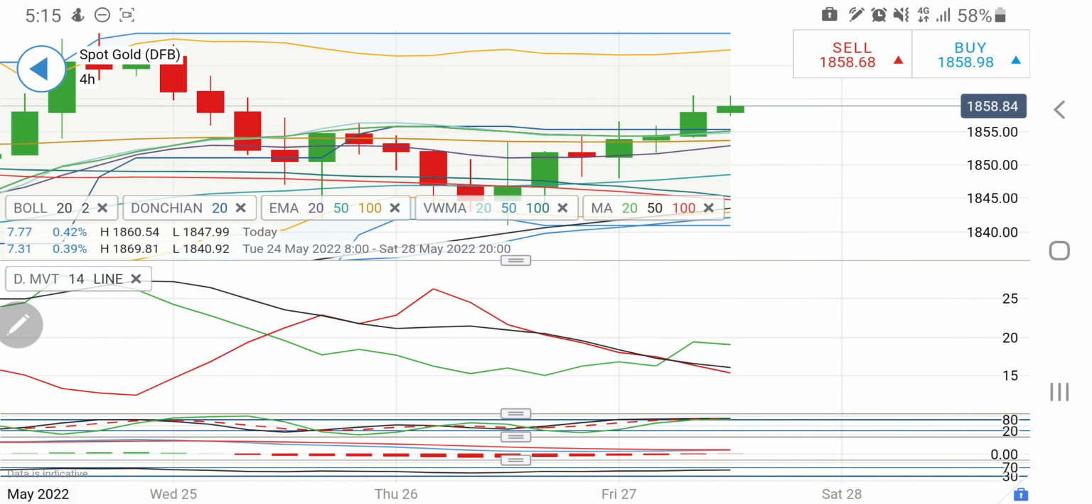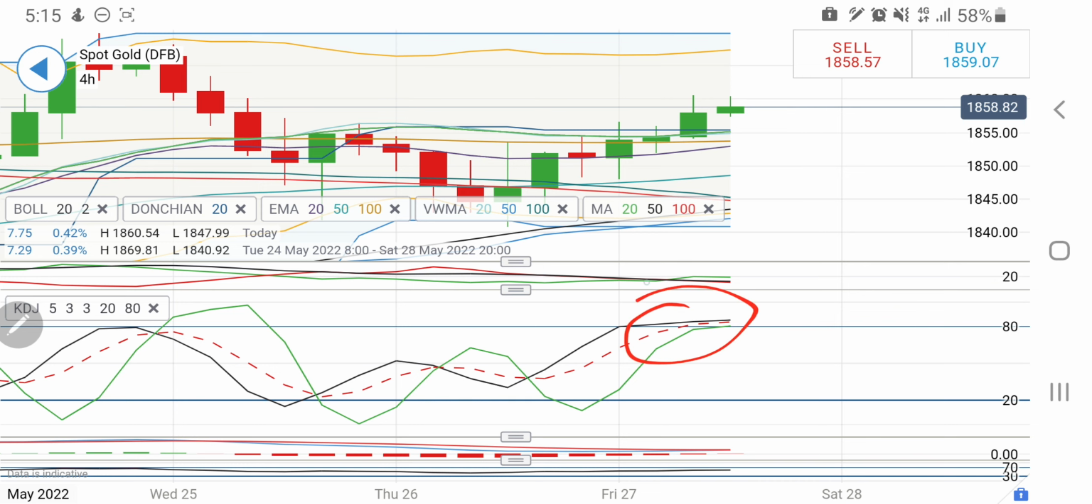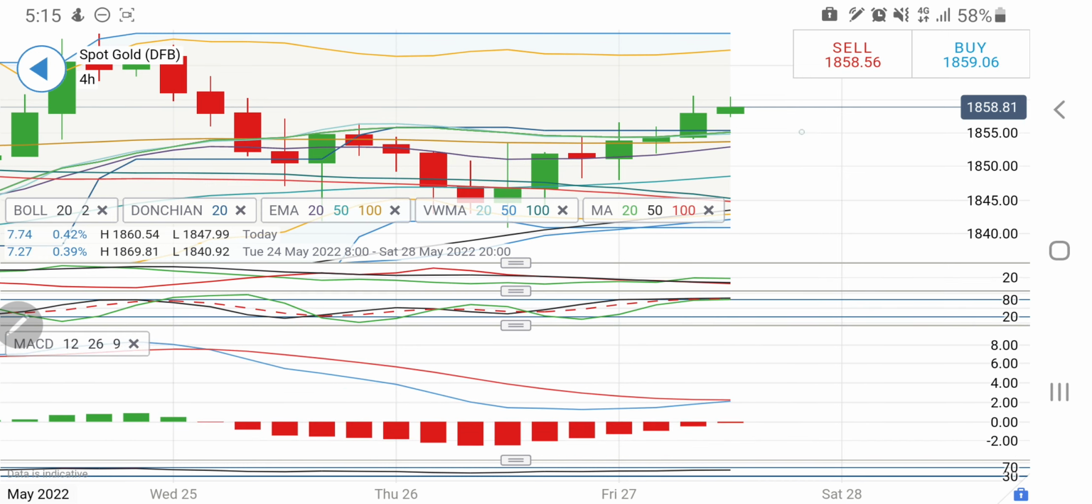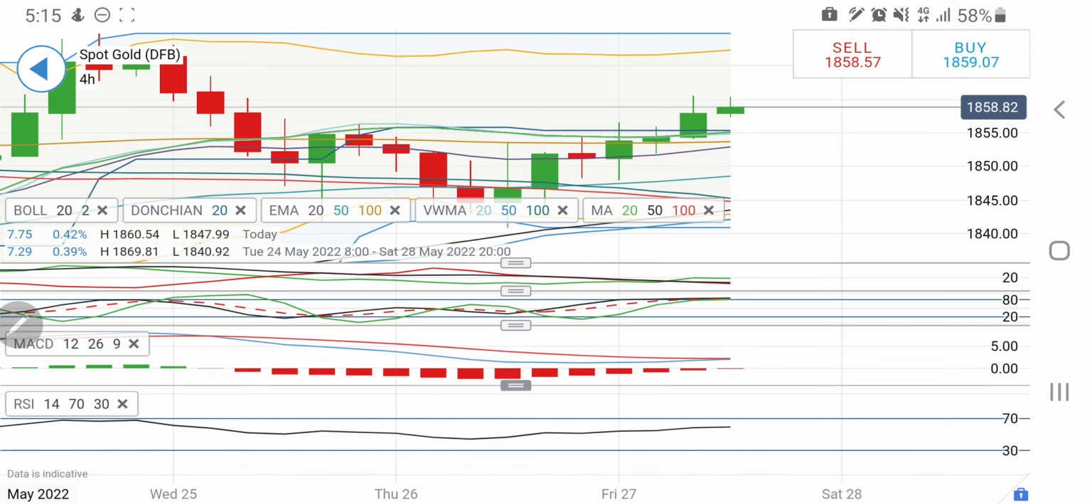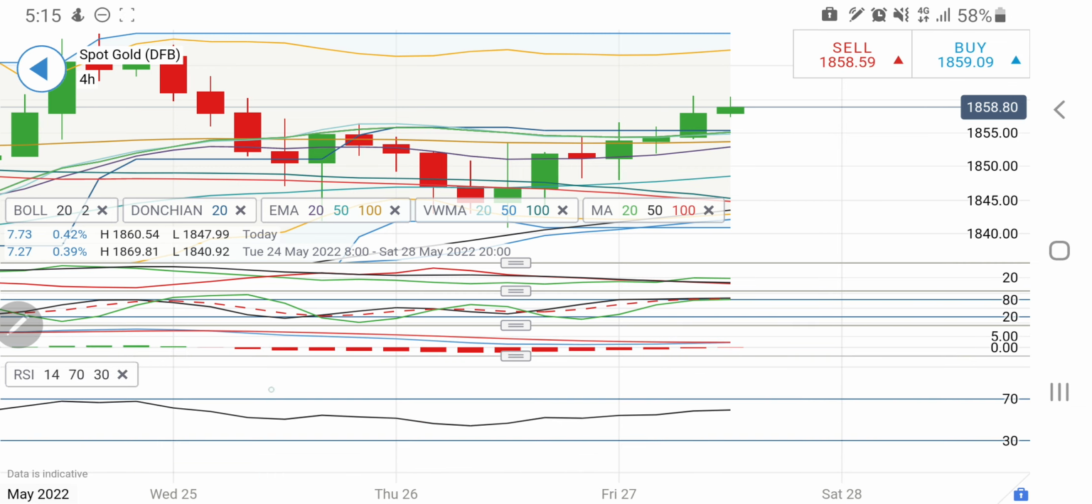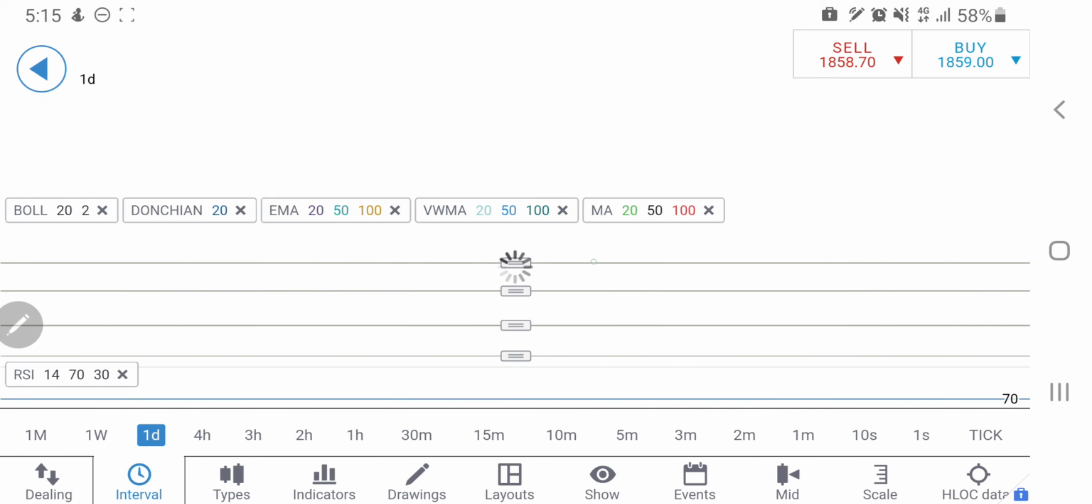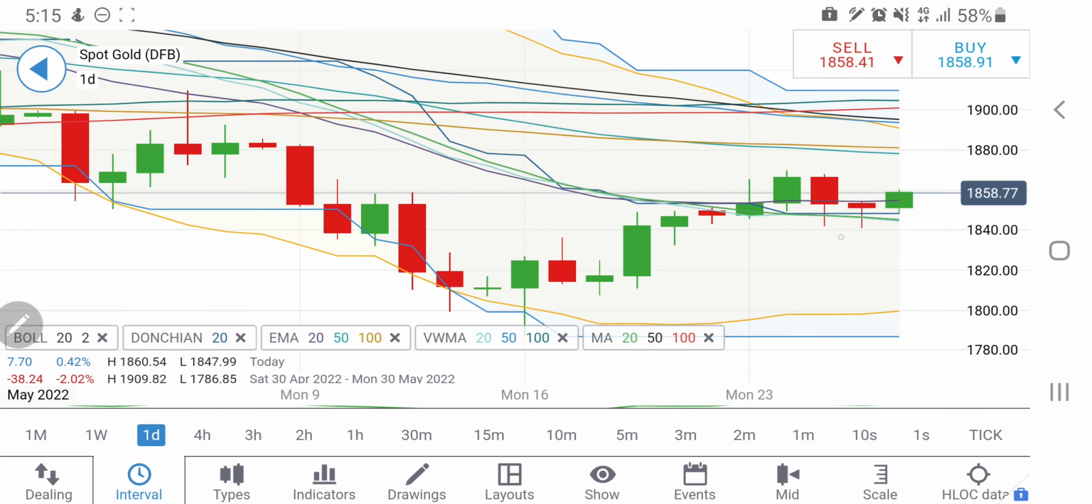The directional movement is bullish here. The stochastic is overbought here, trading in overbought levels. Look at the MACD, it is on the verge of a crossover, so this candle will decide the fate of the crossover. RSI is trading with a bullish bias, slightly sloping upwards.